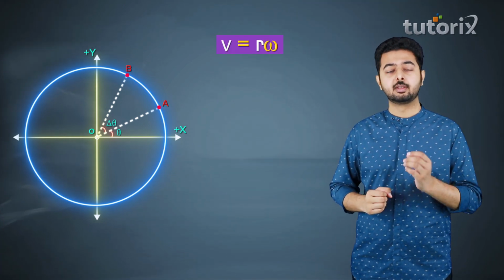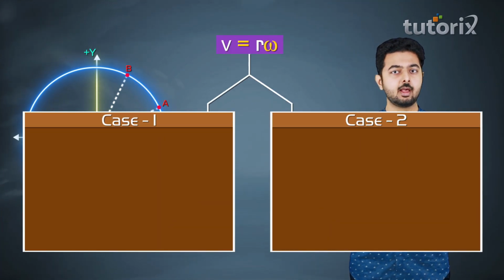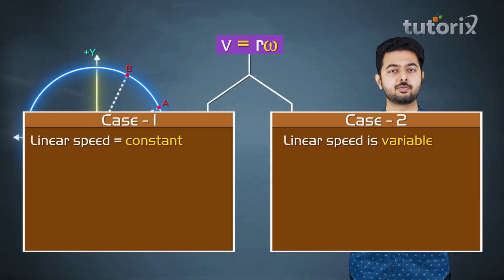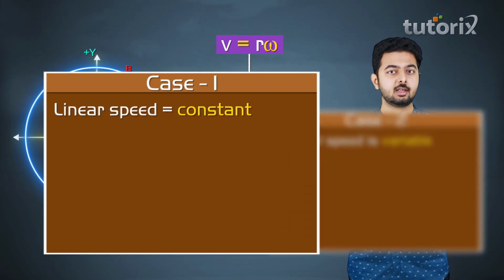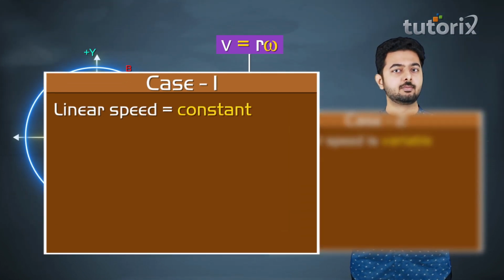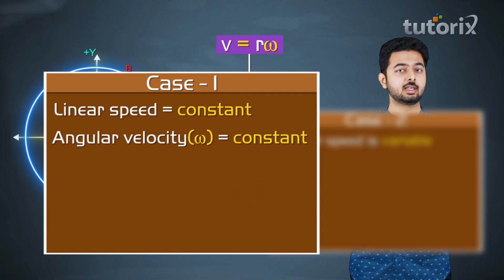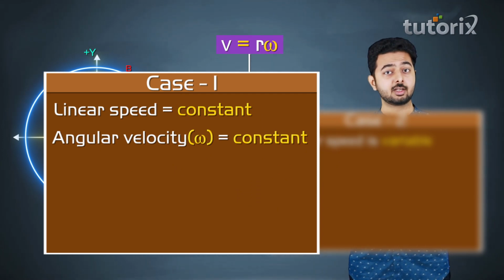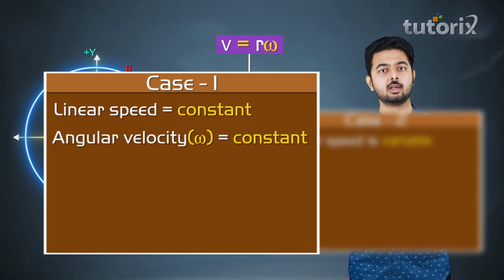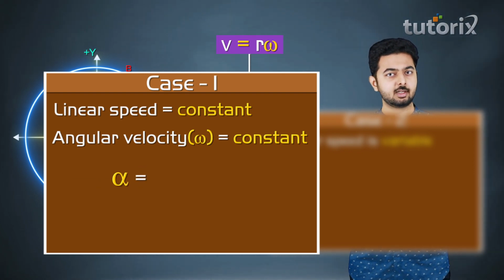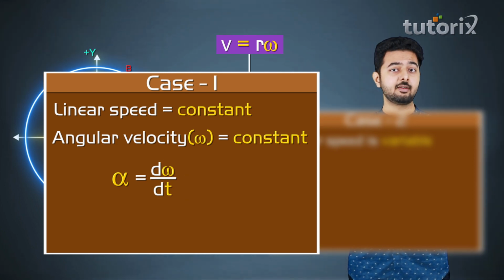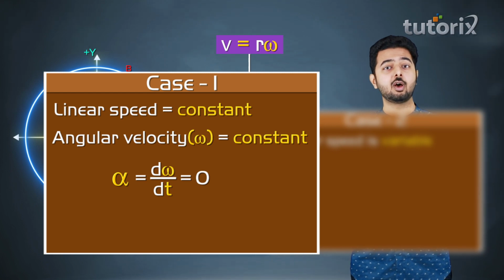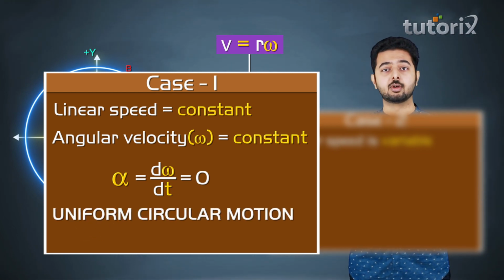Now moving on, there are two different possibilities. Either the linear speed is constant or the linear speed is variable. So first of all, let us talk about the first case. If the linear speed is constant, then we can say that the angular velocity is also constant, because omega is nothing but v upon r, and in circular motion, r is always constant. If angular velocity is constant, then d omega by dt, that is alpha, is equal to 0. So if alpha is equal to 0, then we call it a case of uniform circular motion.